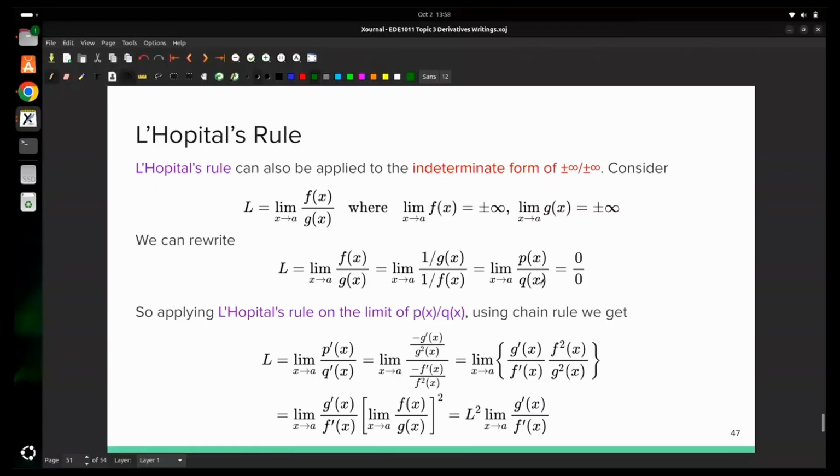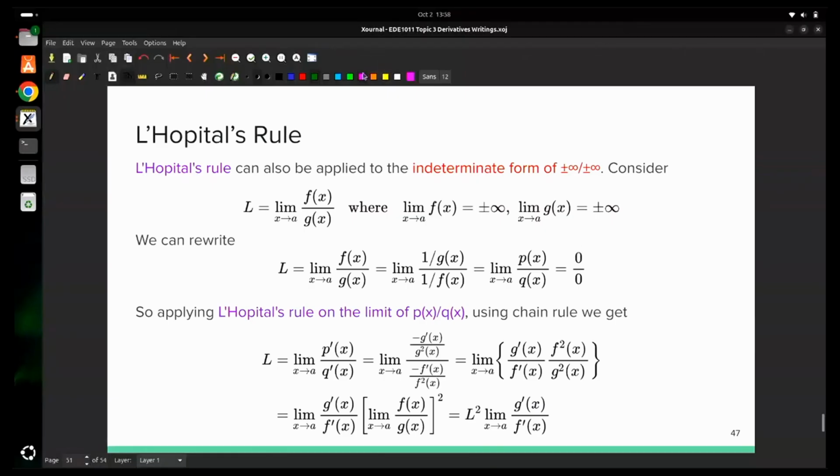Now, what's the purpose of doing that? Because when I write the reciprocal, I realize that I get from infinity over infinity to 0 over 0. Because it's 1 over infinity, correct? 1 over infinity, because I substitute in x equals a, I'm going to get 1 over infinity, which is giving me 0.